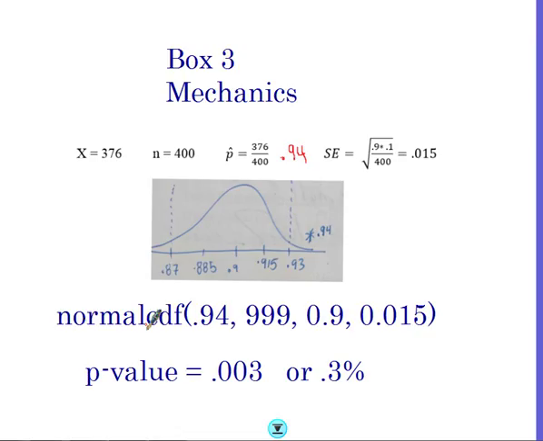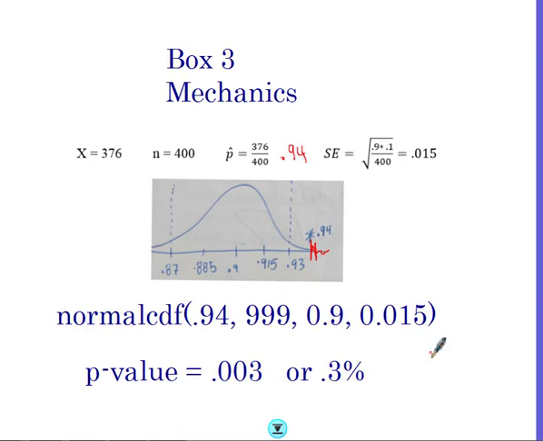We can calculate that using our normalcdf. So in normalcdf, we're saying 94% or above, kind of up here. So 94% is our lower bound, upper bound 999. Our mean is 90%, and then our standard error comes right here. So you should get a p-value then of 0.003.